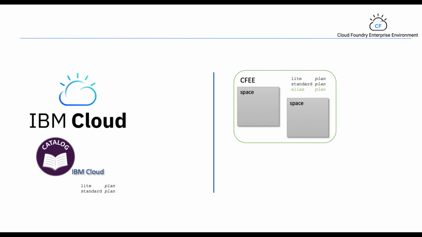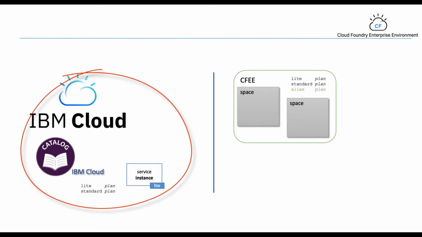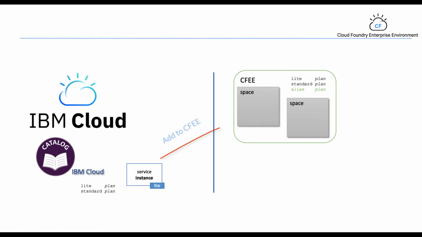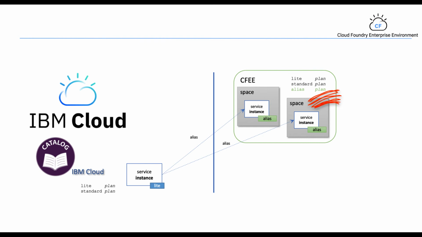In this particular example, I will first create a service instance on the IBM Cloud, nothing to do with the CFEE instance. Once I have an instance, I could then add that instance to any of the CFEEs that I have access to by creating an alias to a specific space in that CFEE. Creating an alias will add a CF service. That service instance created on the CFEE will be based on the alias plan.